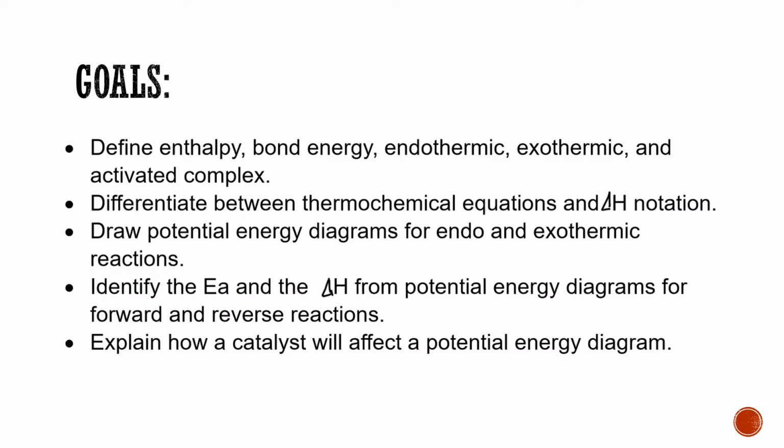Some of the goals for this lesson is to define the following words: enthalpy, bond energy, endothermic and exothermic reactions, and activated complex. We're going to differentiate between thermochemical equations and delta H notation. Again, this is a little bit of a review from last week. We started looking at it then. We're going to draw potential energy diagrams for both endo and exothermic reactions, identify the activation energy and change in enthalpy from potential energy diagrams, and then finally we're going to look at how a catalyst will affect the potential energy diagrams.